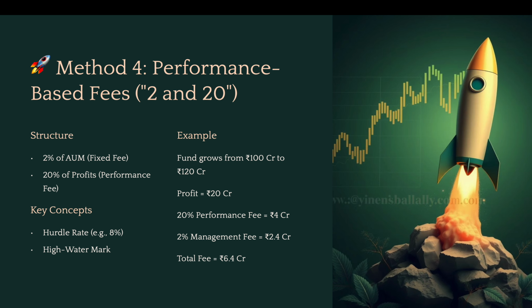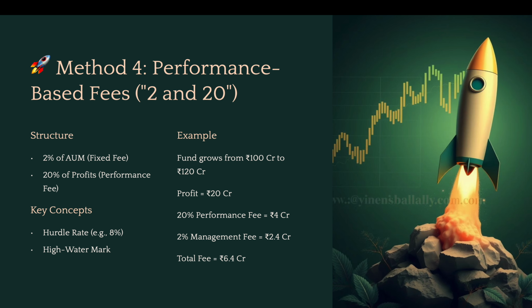In some cases, the structure of 2% of AUM is fixed, 20% profit fixed on the performance of a fund. So here the hurdle rate and high water mark will be there, according to which it will get generated. So for example, I give the example also. The fund grows from 100 crore to 120 crore, and the profit is 20 crore from the fund. 20% performance fee is 4 crore, and 2% is the management fee, 2.4 crore. The total fee the general partner will have is 6.4. Just want to elaborate how the fees get calculated.